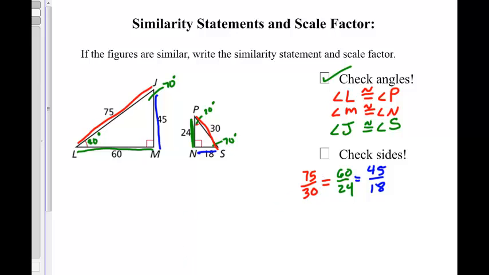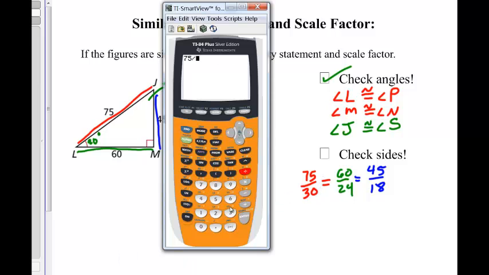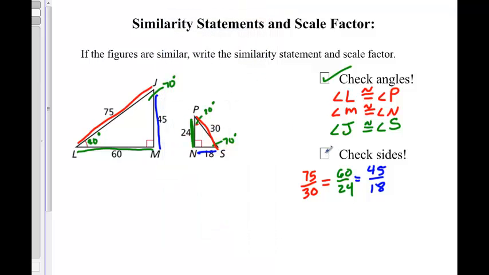So let me grab my calculator. So let's take 75 divided by 30. And that's coming out to 2.5. The others have to match. So does 60 divided by 24 give me the same result? Sure enough. All right, don't stop till you're done with all three of them. So 45 divided by 18, 2.5 all the way down. So these are definitely in proportion. Those are equal all the way. Check that. Now we're going to write our scale factor.